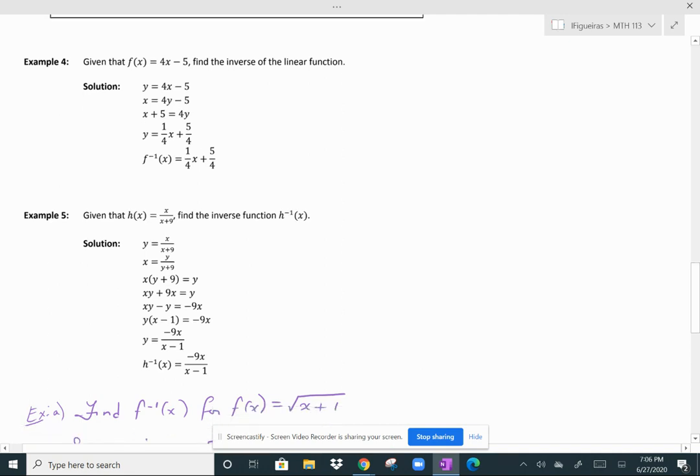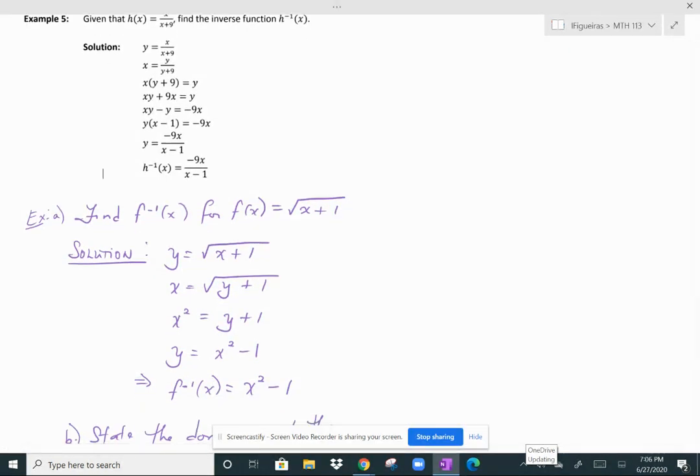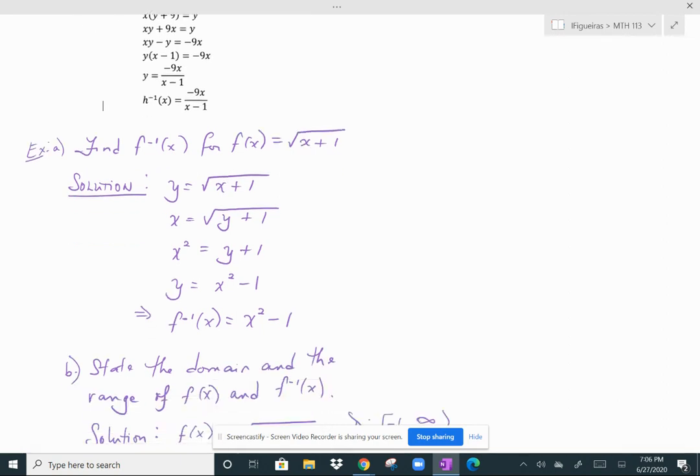All right, so let's do another example with a radical, but we're going to go a little bit further. We're going to find the inverse. We're going to state the domain and range of the function and the inverse, and then finally graph these. So we want to find f inverse of x for f of x equal to the square root of x plus 1. So first step is to replace f of x with y.